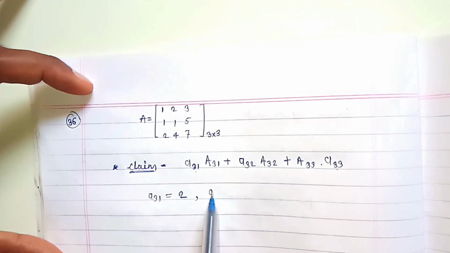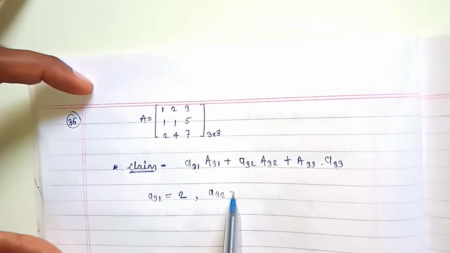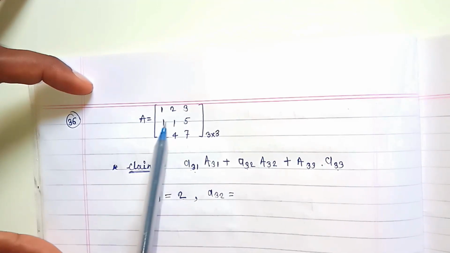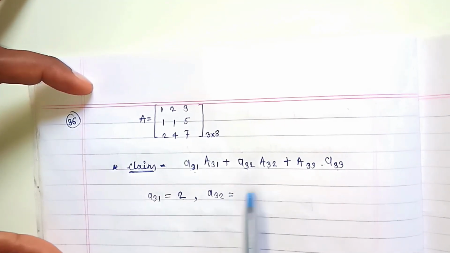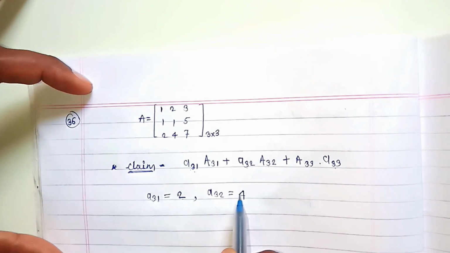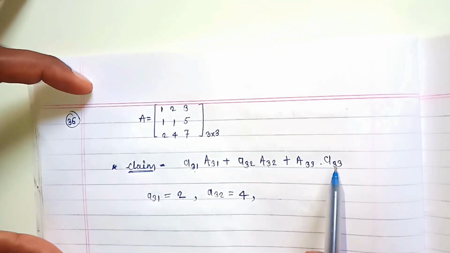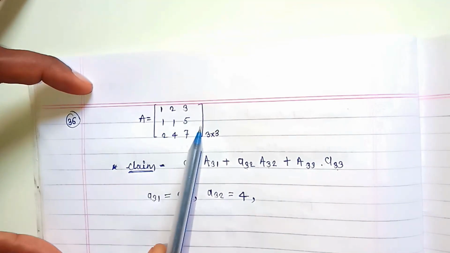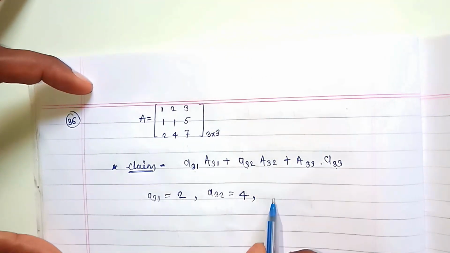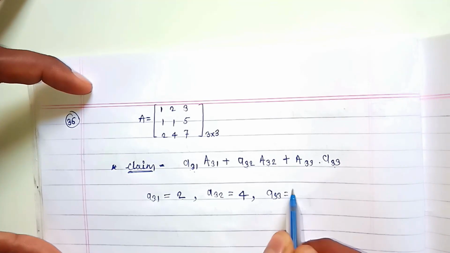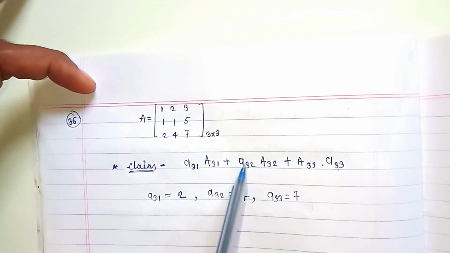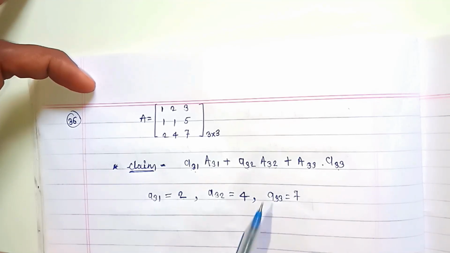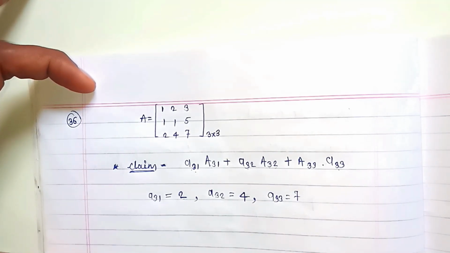Again, a32 is the third row, second column. Similarly, first row, second row, third row, and the second column. The intersection element of the third row and second column gives 4. And the last one, a33, means the third row and third column, so a33 is 7. Similarly, we want capital A31, capital A32, capital A33. Now let's see how we can find them.